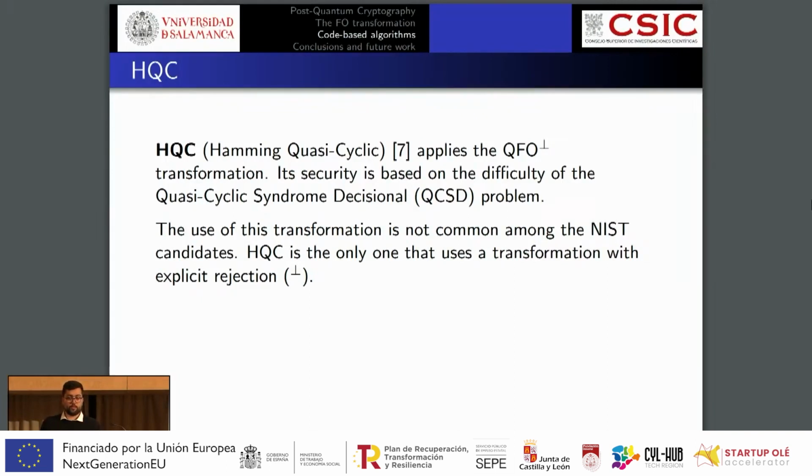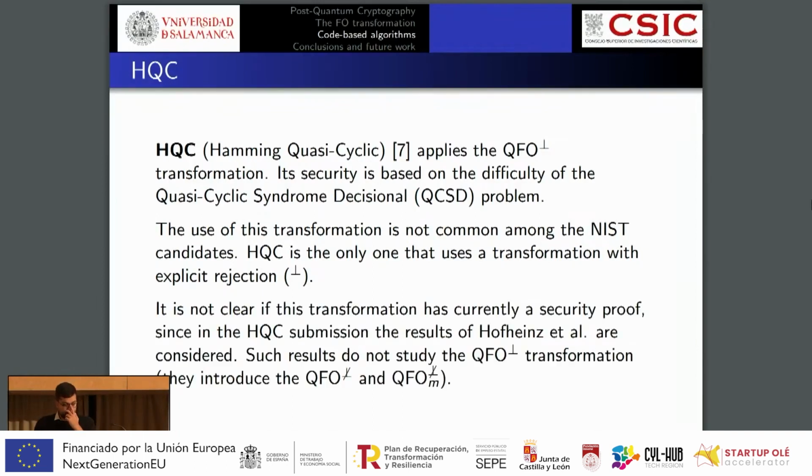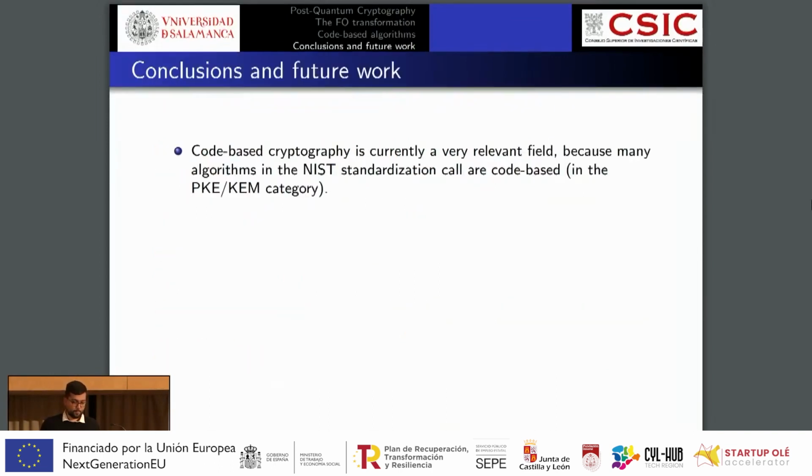This might be an issue from a security standpoint, but it also has some benefits in other areas that have not been that well studied. And finally, there might be a gap in the security reduction of this algorithm because the source that they quote, the Hofheinz publication, doesn't have the security reduction of this transformation in particular; it has the security reduction for the implicit rejection case.